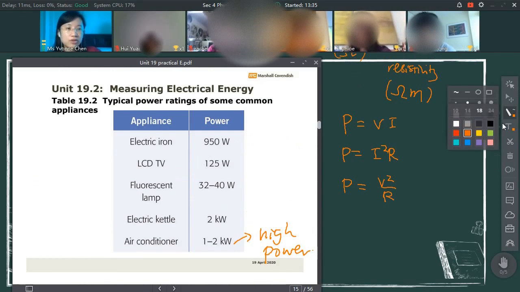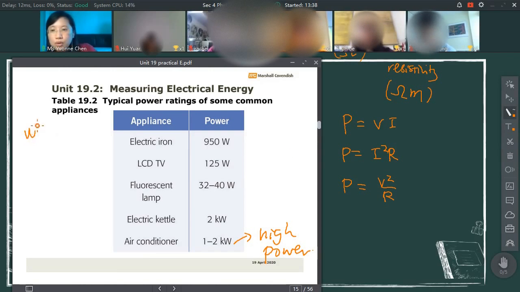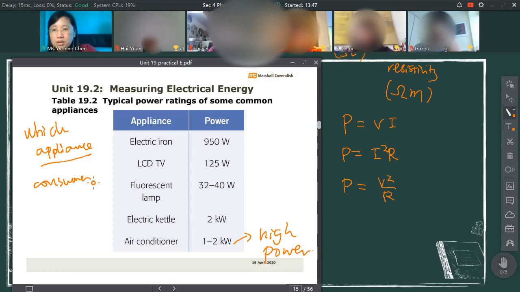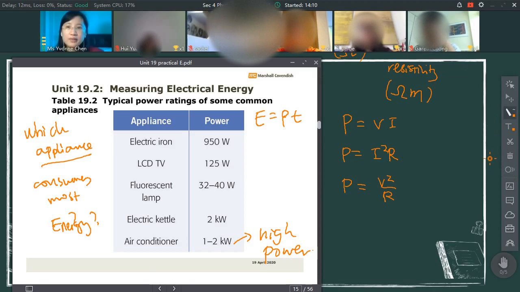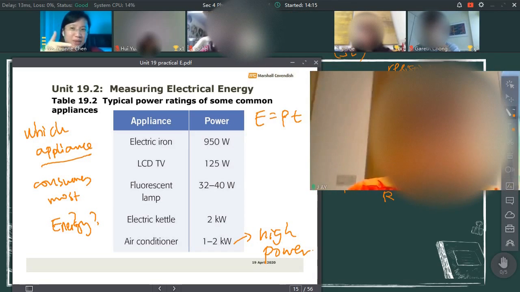Okay, so now I have a question. Do you know in our household, which appliance consumes the most electrical energy? That's my question. Most energy. Okay, so you know energy equals power multiplied by time, right? It's either power very high or time used is very long. Any volunteer, do you know the answer? Jonathan, do you know what's the answer? You may make a guess.